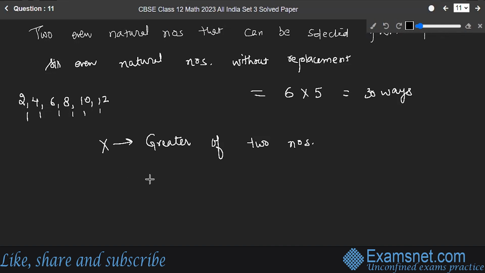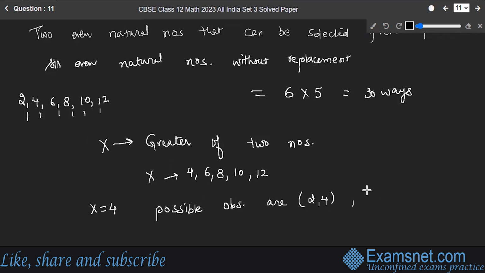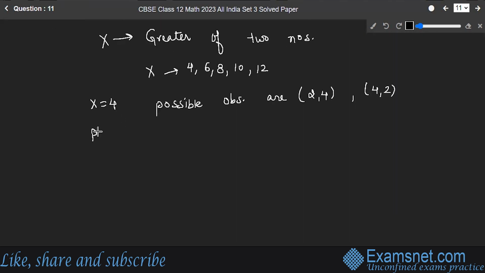See, x can take the values. Of course, it will not take 2. So x will be taking 4, 6, 8, 10 or 12. These 5 values are possible for x. So for x equal to 4, possible observations are 2, 4 or 4, 2. So the probability that x is equal to 4 is 2 out of 30 ways, that is 1 by 15.